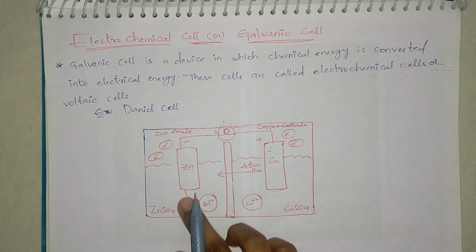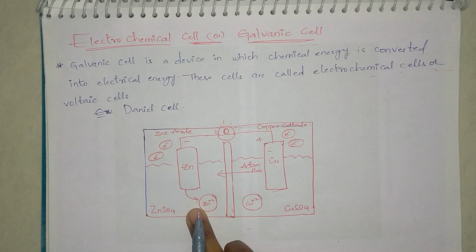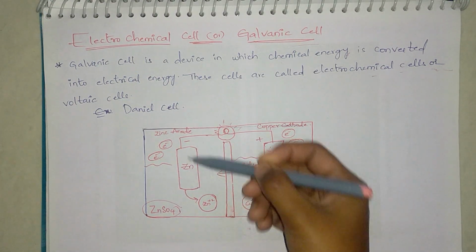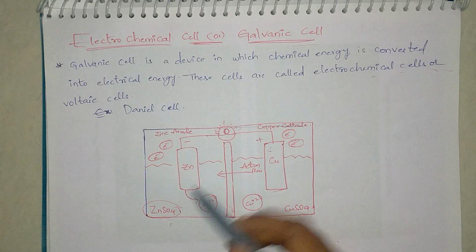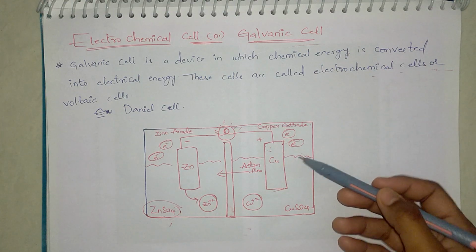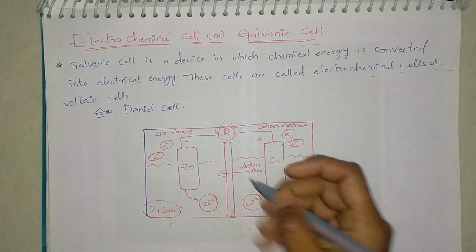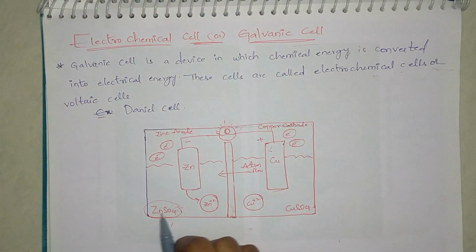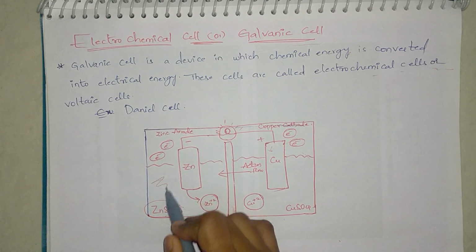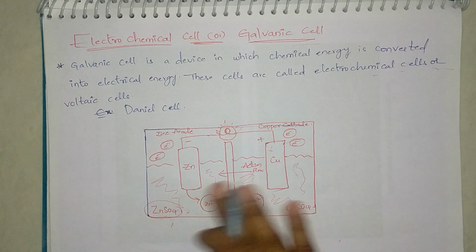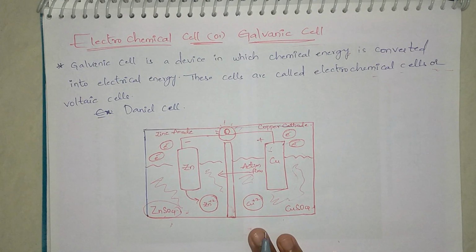Now the first cell will contain a zinc electrode, which is dipped in ZnSO4, zinc sulfate solution. The second cell, which is made up of copper, is dipped in copper sulfate solution. That means this complete cell is in zinc sulfate, and here it is copper sulfate. These two electrodes are dipped in the respective solutions.